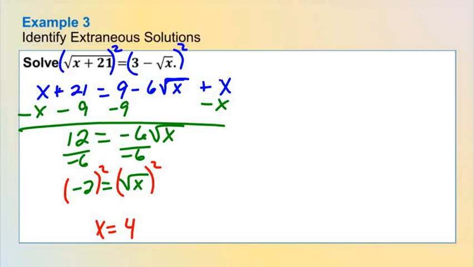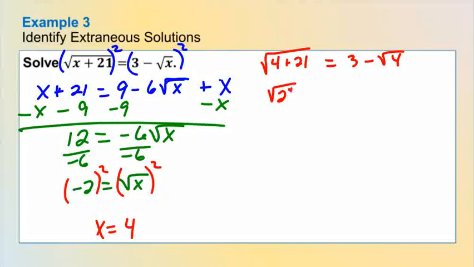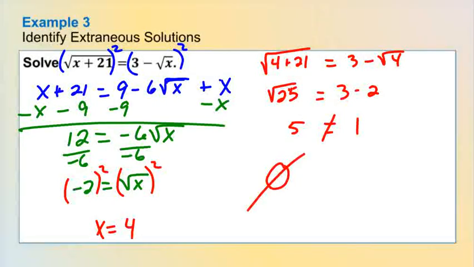So let's put that back in to see if that makes sense. I have the square root of 4 plus 21. That has to equal 3 minus the square root of 4. Here this gives me the square root of 25 equaling 3 minus 2, which will give us 1. And on this side we have 5. 5 cannot equal 1. Therefore, there is no solution that will make this true.